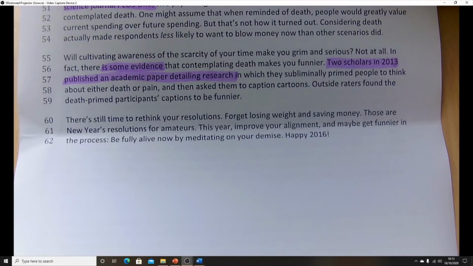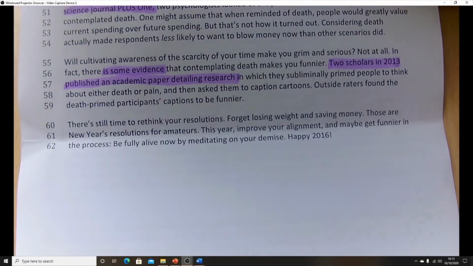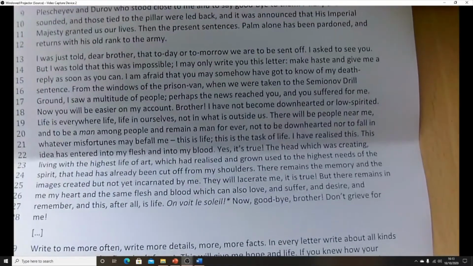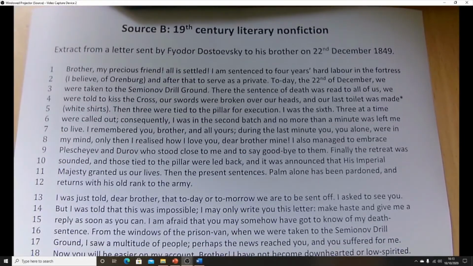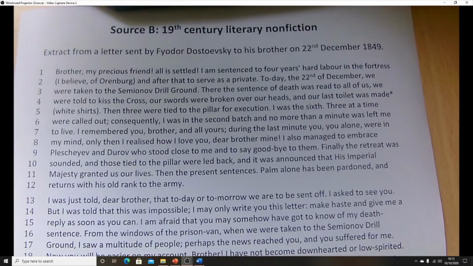So that's exactly how I'd approach it. I would obviously highlight those things as I go through. So what I want to be able to do now is I've got my source B. This is my 19th century extract. So it's an extract from a letter this time sent by Fyodor Dostoevsky to his brother on the 22nd of December 1849. So remember, I'm looking this time for differences.